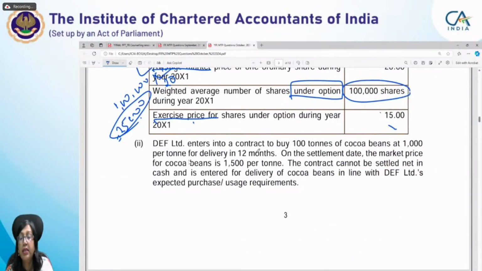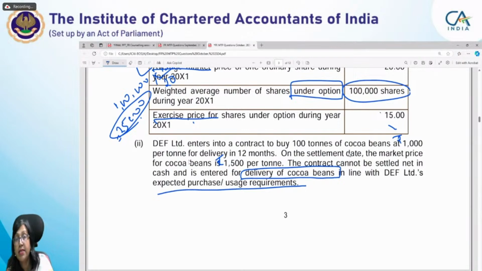DF Limited enters into a contract to buy 100 tons of cocoa beans at rupees 1,000 per ton for delivery in 12 months. On the settlement date, the market price of cocoa beans is rupees 1,500 per ton. The contract cannot be settled net in cash and is entered for delivery of cocoa beans. Important is that it is not settled in cash. It is settled by delivering the cocoa beans in line with DF Limited's expected purchase or usage requirement.